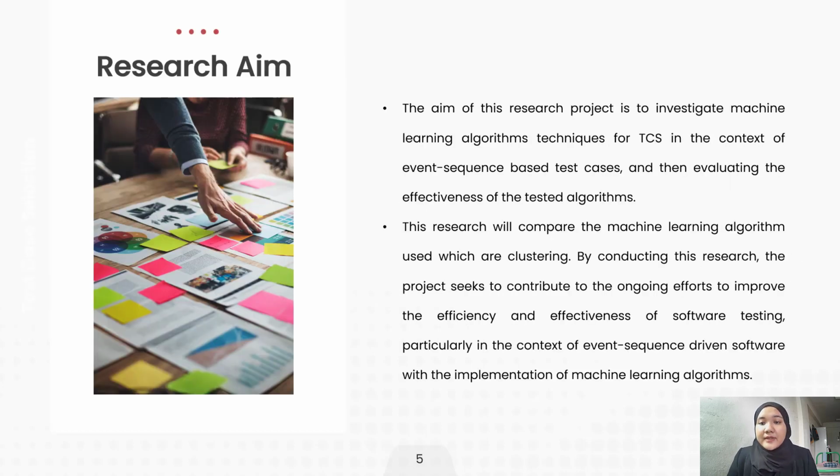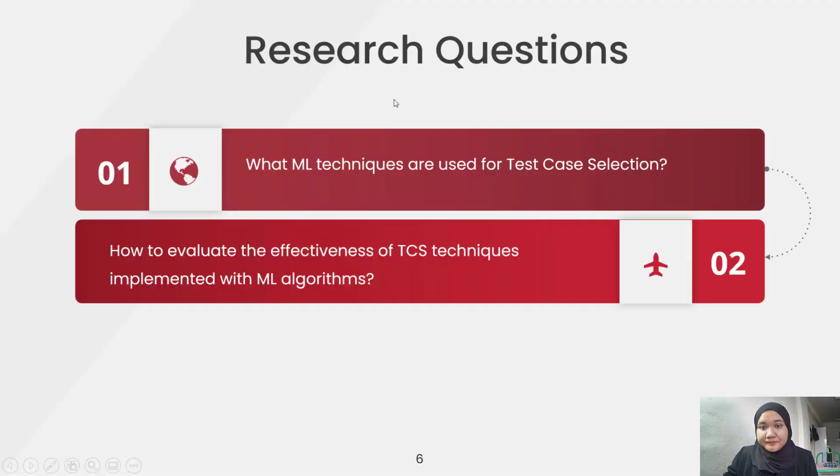So the research aim is to investigate machine learning algorithm techniques for TCS in the context of event sequence-based test cases, and then evaluate the effectiveness of the tested algorithms. This research will compare the machine learning algorithm used, which is clustering. By conducting this research, the project seeks to contribute to the ongoing efforts to improve the efficiency and the effectiveness of software testing, particularly in the context of event sequence-driven software with the implementation of machine learning algorithm.